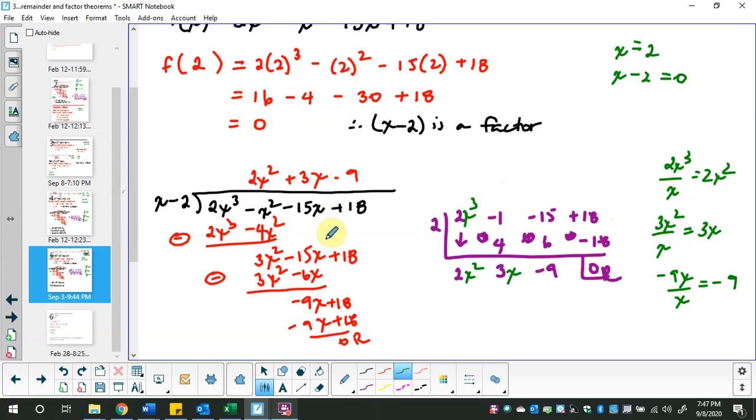So here is my long division. Yay, I ended up with a 0, which is exactly what the factor theorem said. Here's my scribble in case you need it. Here is the synthetic division. I ended up with a remainder 0.